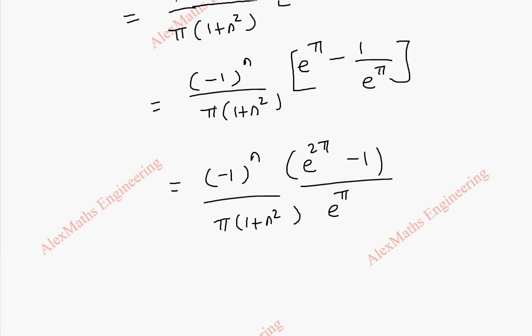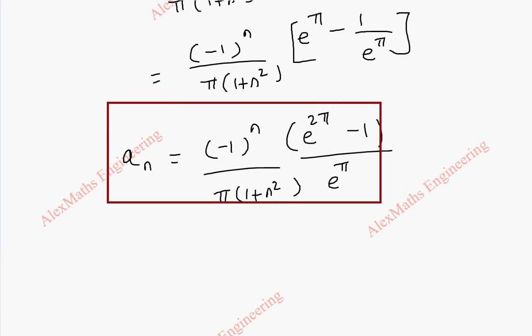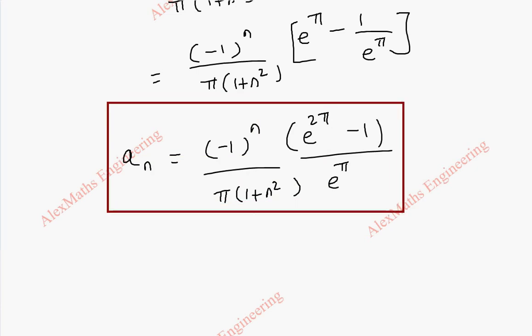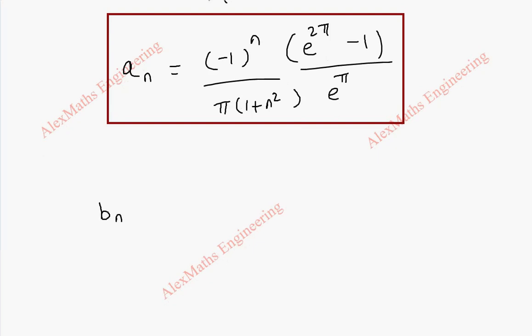So finally we got An. The same way we are going to find Bn. So coming to Bn, the formula is Bn equal to 1 by pi integral from minus pi to pi f of x into sin nx dx.